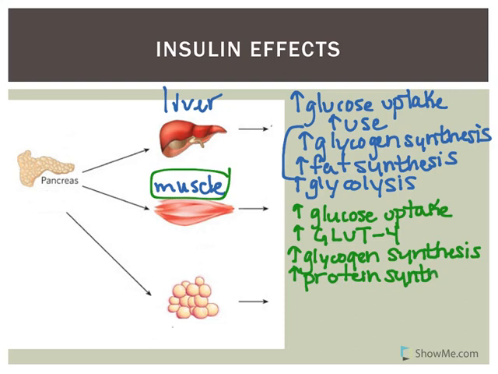So again, you'll see it is an anabolic hormone. Okay? Now the last one we're going to look at, we'll do it in gray, is adipose tissue or fat.